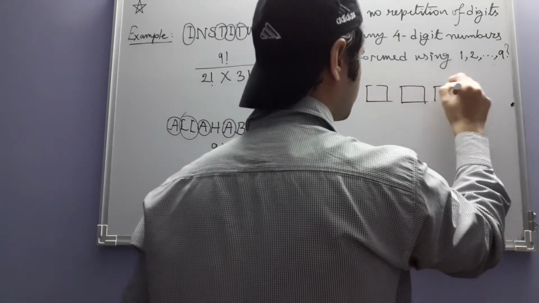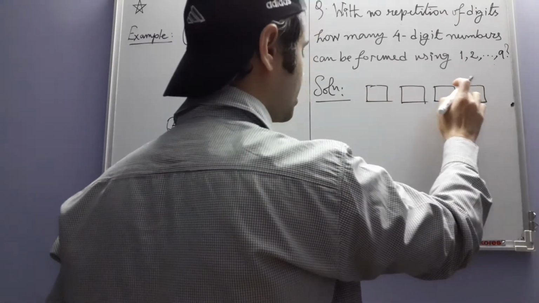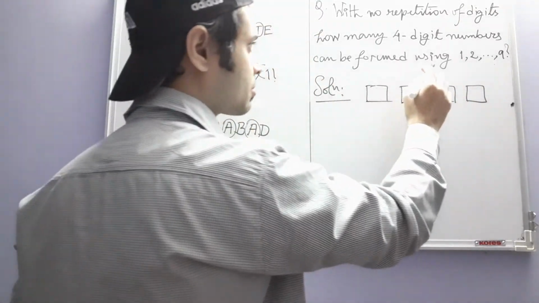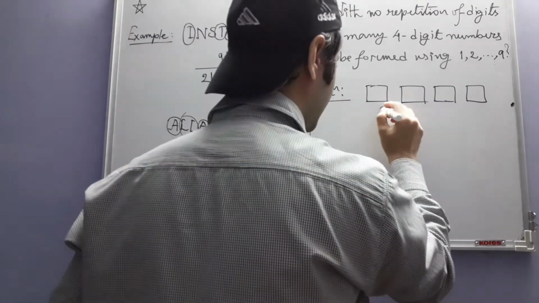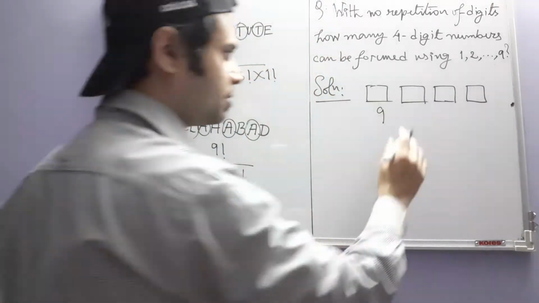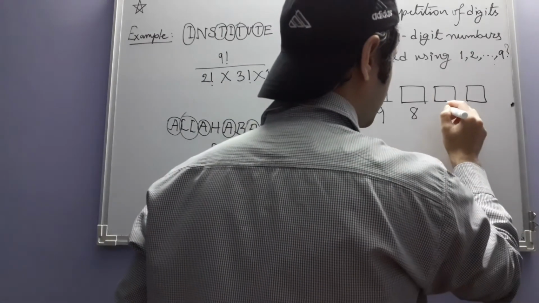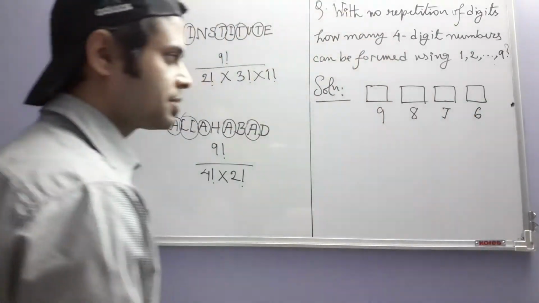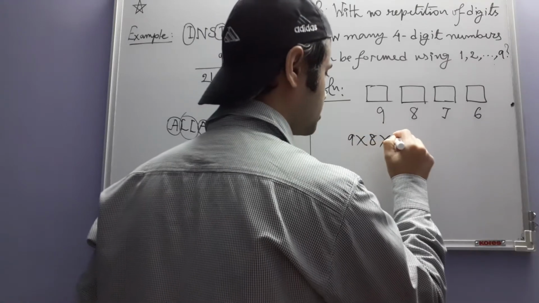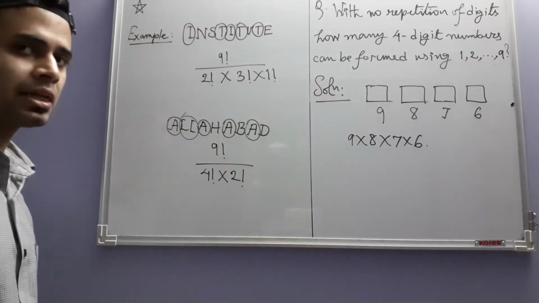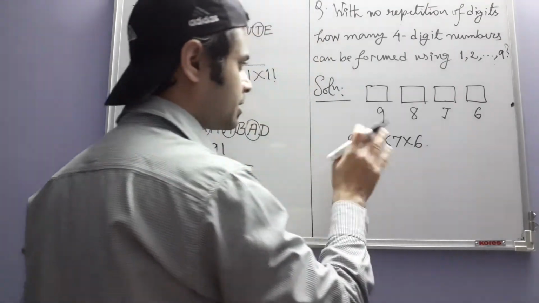So there are 4 places where we can put these digits: units place, tens place, hundreds place, thousands place. Here we can put any of these 9 digits in 9 ways. Now since repetition is not allowed, this place can have 8 ways of filling it up. For the third place we have 7 ways, and for the fourth place we have 6 ways. So the number of 4-digit numbers is 9 times 8 times 7 times 6. You can do the multiplication, it does not matter. What matters is the method.